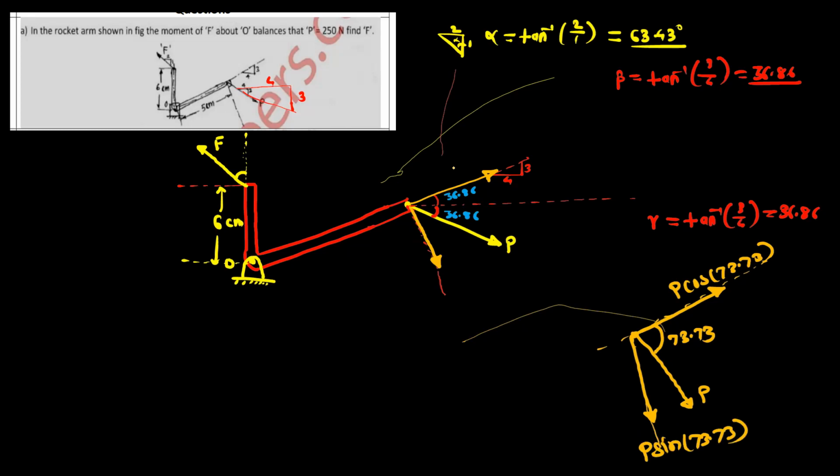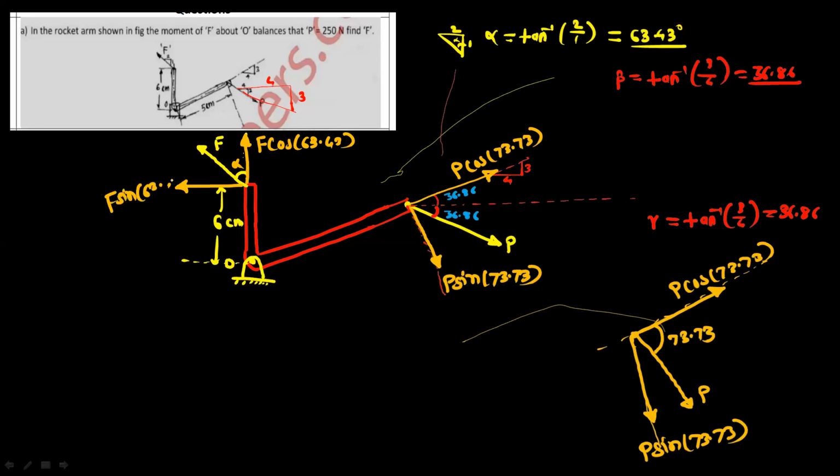Similarly, you can write it here. This is P cos 73.73, and this component is P sin 73.73. Okay. Similarly, resolve the force F. For force F, this is the X component and this is the Y component. This angle is known, which is alpha, and it is 63.43. So this component will be the cos component. So it is F cos 63.43 and this is F sin 63.43.